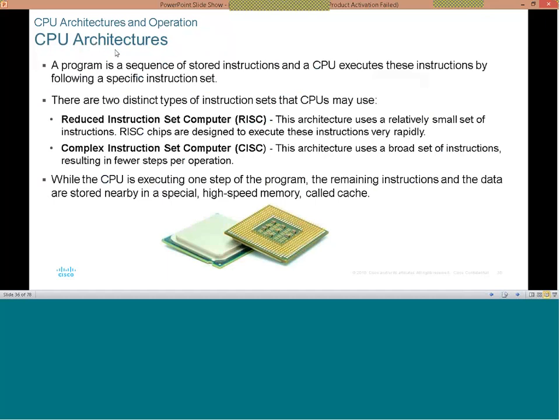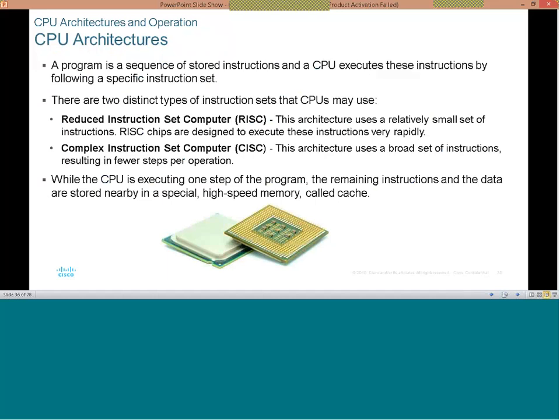The CPU architecture. Remember, we said the CPU is the central processing unit, which is actually the brain of the computer. So a program is a sequence of stored instructions, and the CPU executes these instructions by following a specific instruction set. We already know what the program is, but what executes this program on the computer is a CPU.